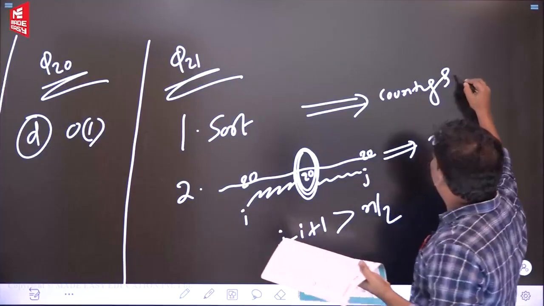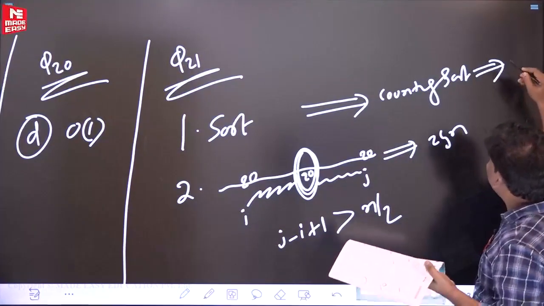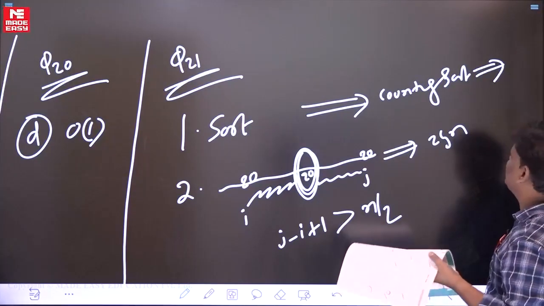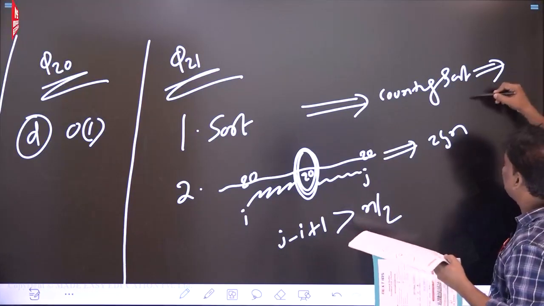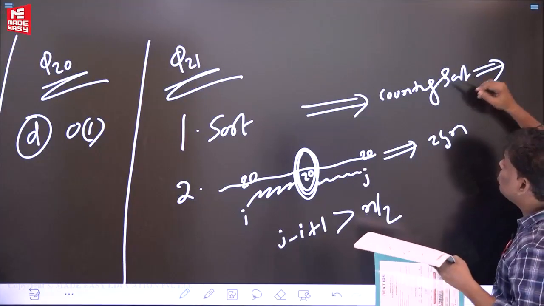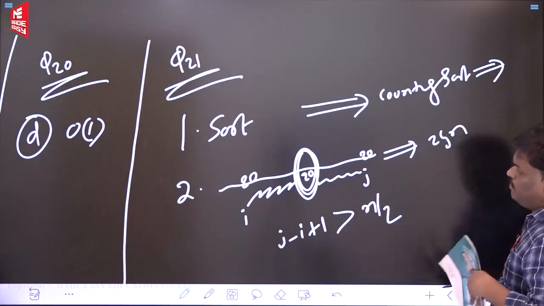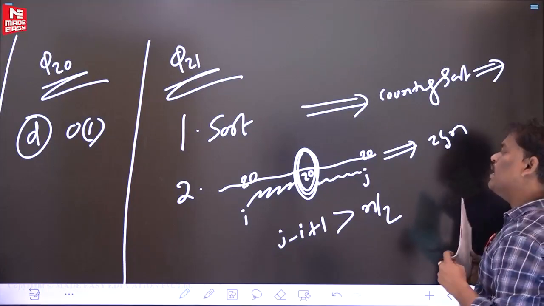Counting sort, when applied, will take n time if the range is 0 to n. If the range is 0 to n square, it takes n square. If the range is 0 to n cube, n cube. If the range is 0 to log n, it takes n time only. What is the reason? N elements are there. If the range is less, then also n time.